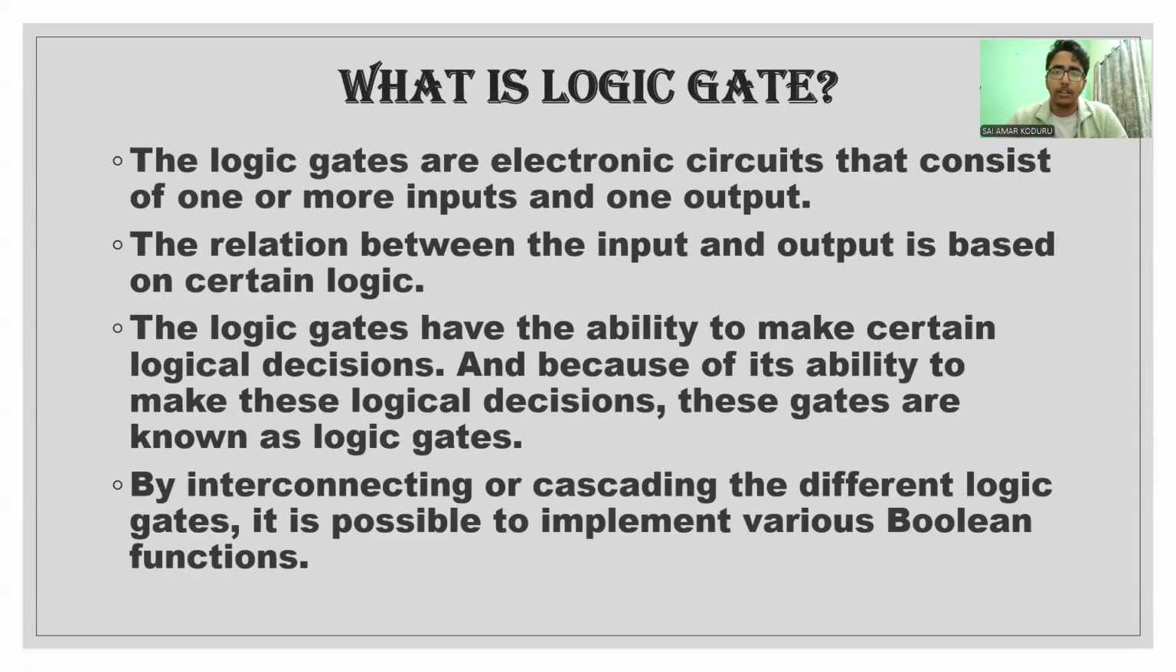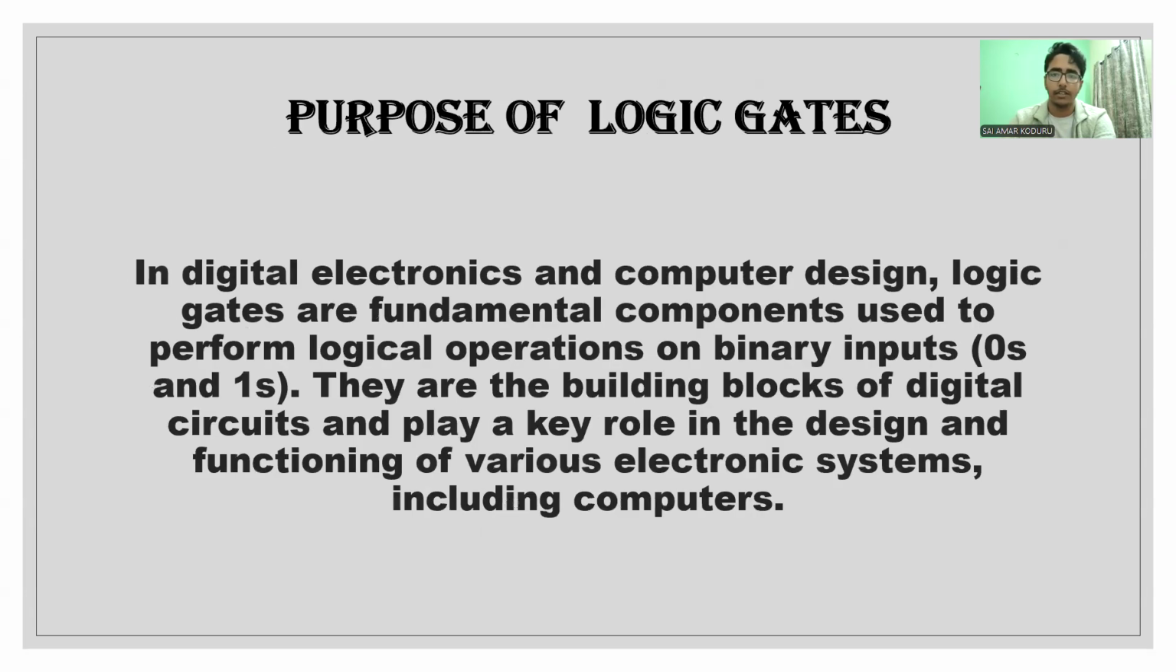Now let's start with what is a logic gate. A logic gate is an electronic circuit that consists of one or more inputs and one output. It means that this circuit takes one or more inputs and just gives us one output. The relationship between the input and output is based on a certain logic. Since these gates are capable of performing these logics, they are given the name logic gates. By interconnecting various logic gates, we can implement and perform various Boolean functions.